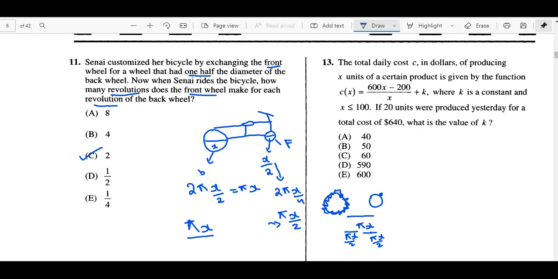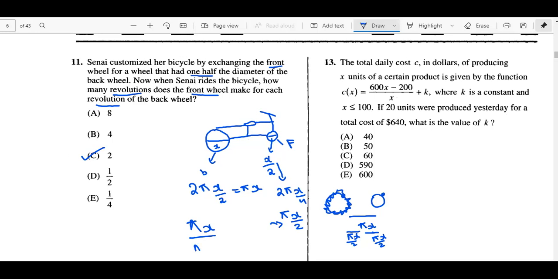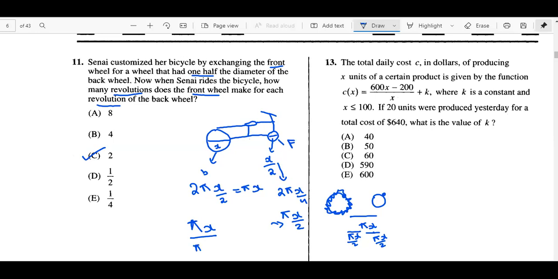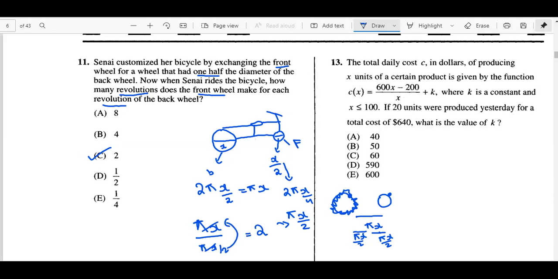Another way of thinking of it could be that you divide it. Pi x divided by pi x by 2. These two would be cancelled and this 2 would come up here. So this is going to be 2. You can also do it this way. You can divide the circumference of the back wheel by the circumference of the front wheel.